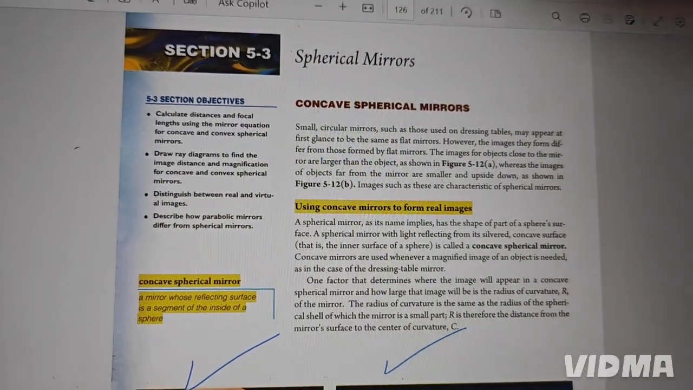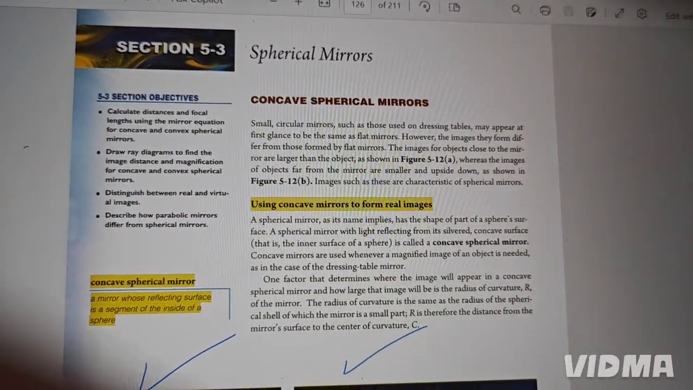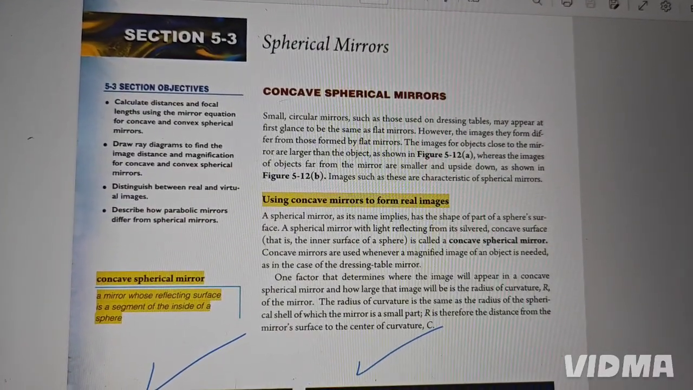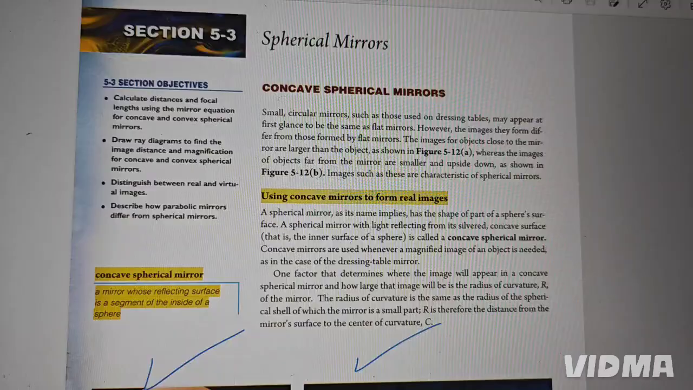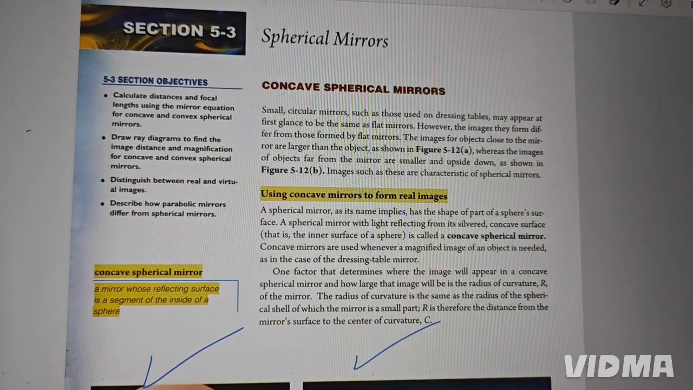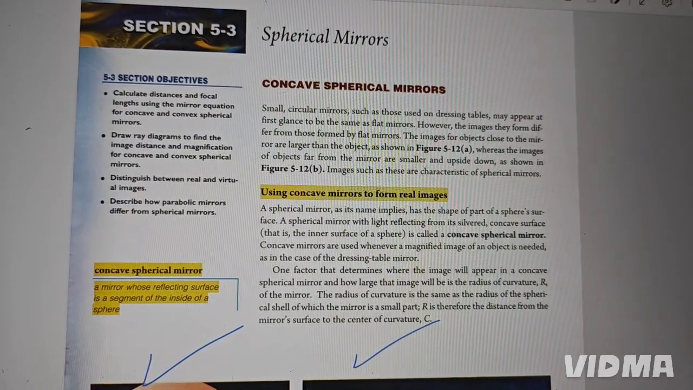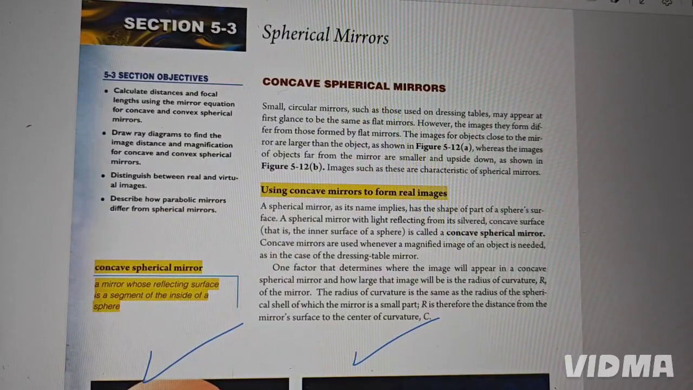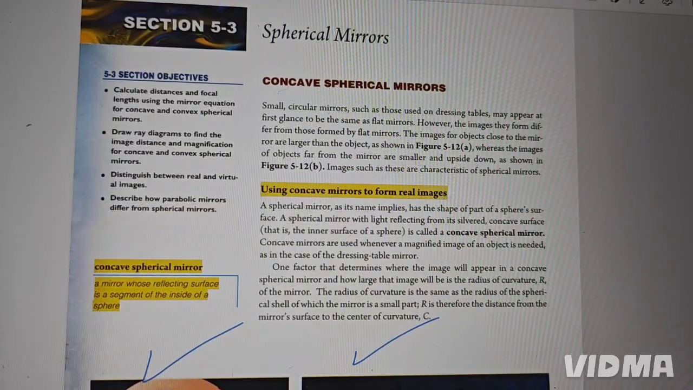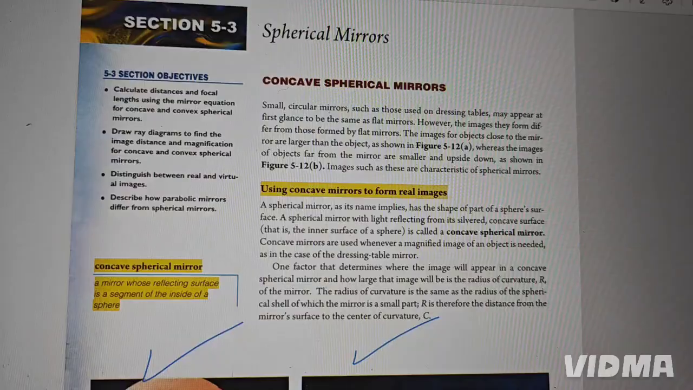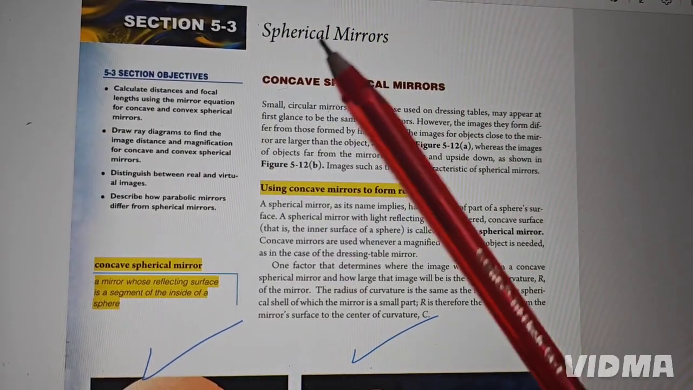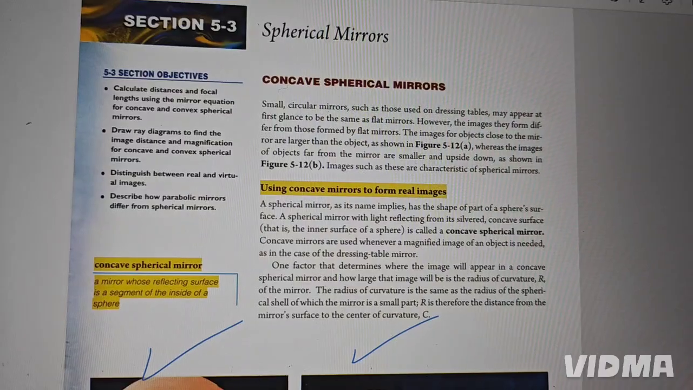Hello there, dear students, and we are back again to study chapter 5, section 3, topic which is about spherical mirror. In the previous section we have studied reflecting light on a flat mirror, but now we are going to study how the light is going to be reflected if the type of the surface is a spherical mirror.